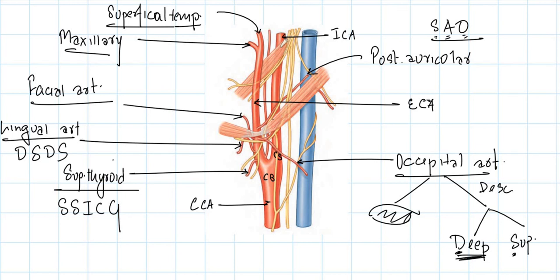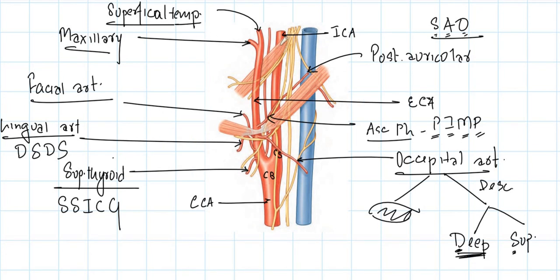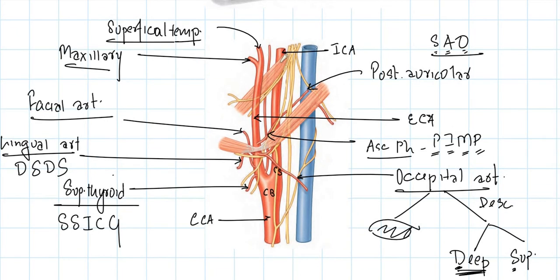And finally, this is the other final artery. This is called the ascending pharyngeal. The ascending pharyngeal has PIMP branches. PIMP means palatine, inferior tympanic, meningeal, pharyngeal. So that's everything about the external carotid artery. I have talked to you everything about it. Nothing more can be asked from this. So the tutorial on the external carotid artery ends right here.